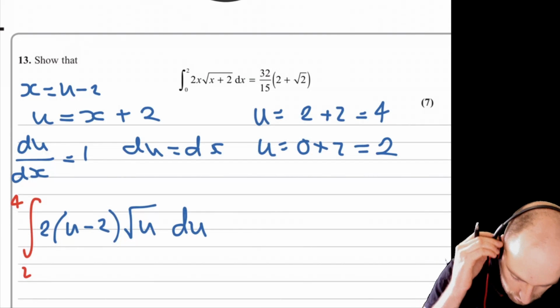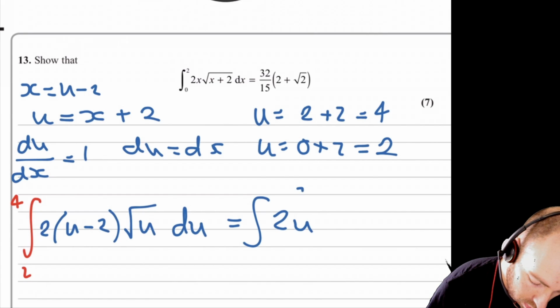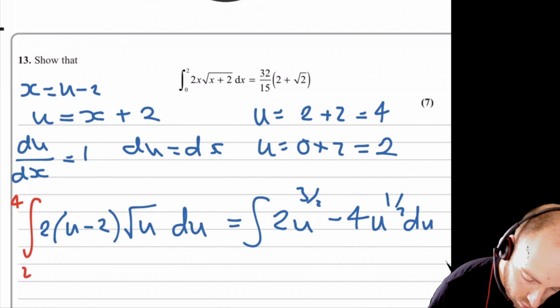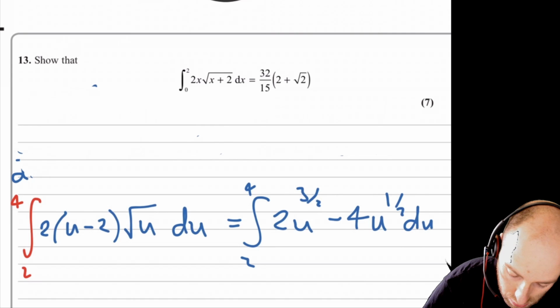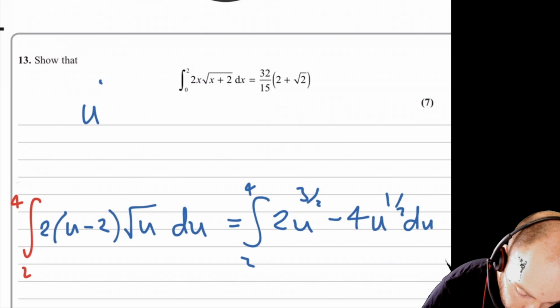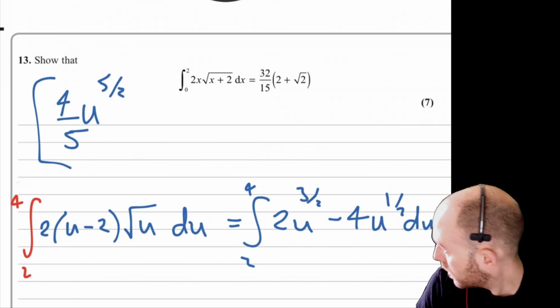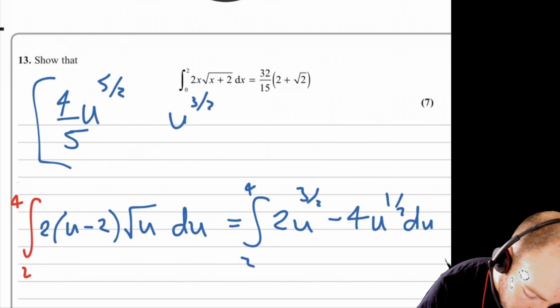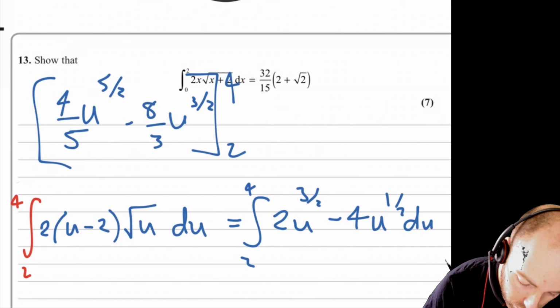So if we expand all this, we're going to get 2u times u to the half, which is going to be u to the 3 over 2, minus 4 u to the half, du. Do the integral, so that's going to go u to the 5 over 2. Divide by that will give me 4/5 out the front. The other one, u to the half, is going to go to u to the 3 over 2. Times that will give us 8 over 3. There, 2 and 4.